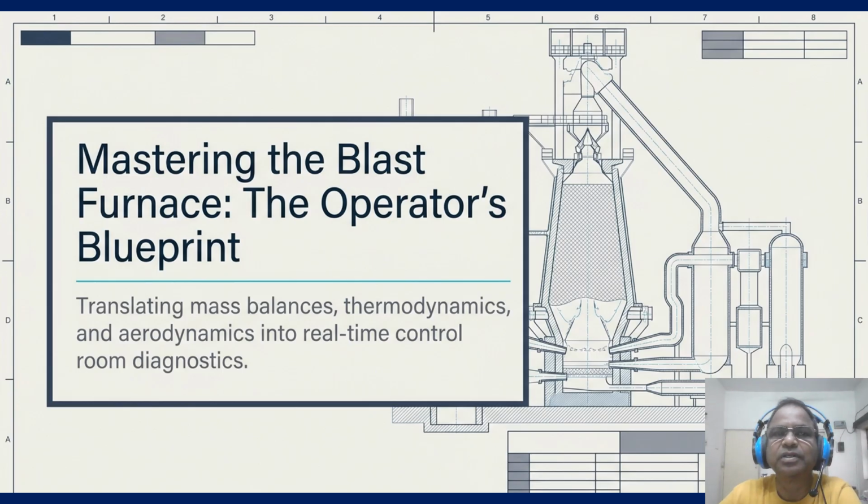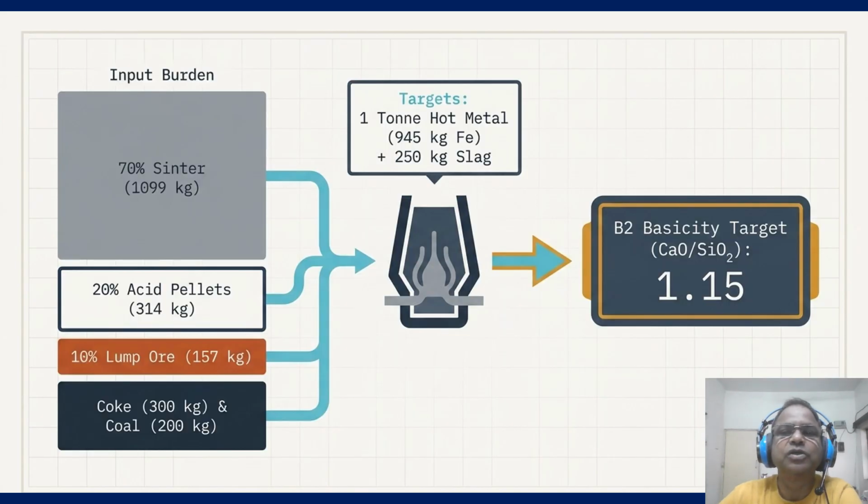So let's look at the stoichiometry of our feed. As you can see, the diagram shows our primary inputs: 70% sinter, 20% acid pellets and 10% lump. Follow the blue arrow from the left into the furnace icon. To produce 1 ton of hot metal, we are targeting 945 kilograms of iron and 250 kilograms of slag.